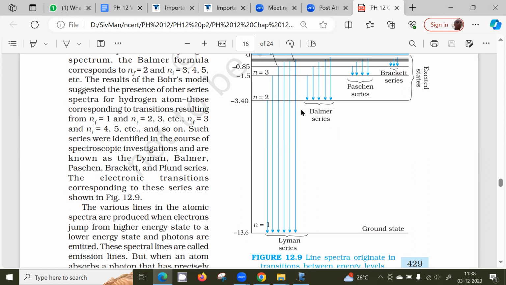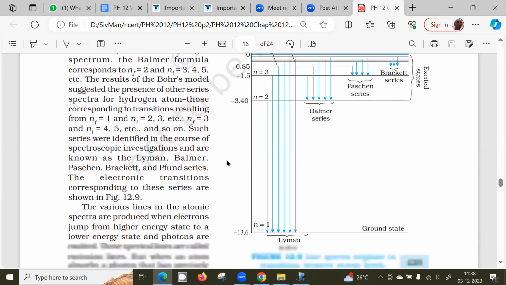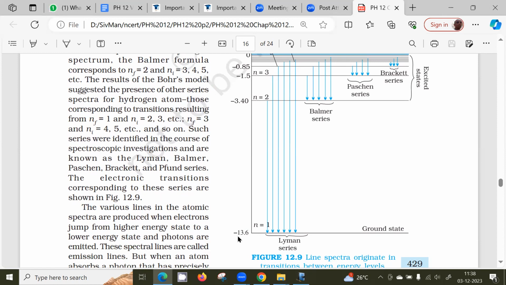So for emission to happen, the electron should lose energy. So it should jump from a higher energy state to a lower energy state. This is a high energy state because it's minus 1.5. This is more negative, minus 13.6. And the highest energy is 0. So all the energies are negative, but the ground state is the most negative, so it's the lowest energy level state.